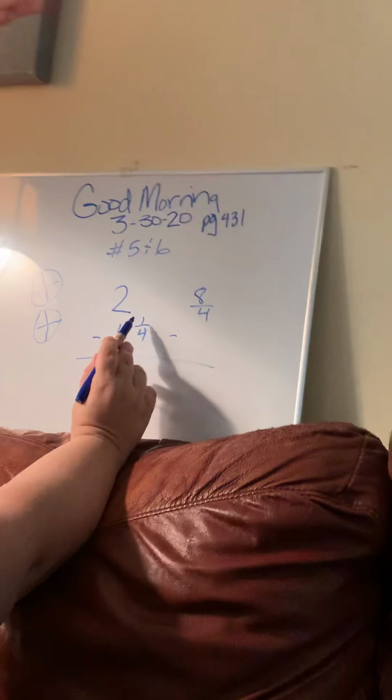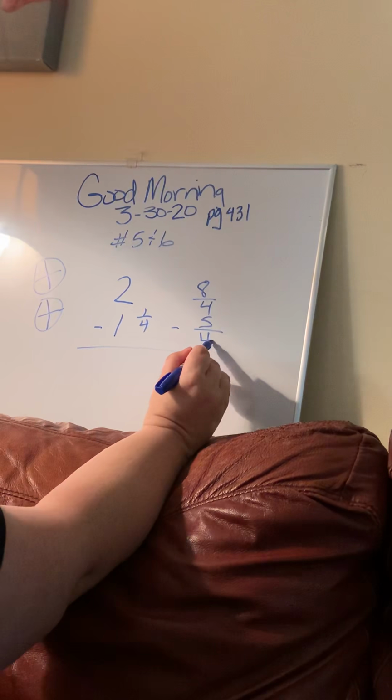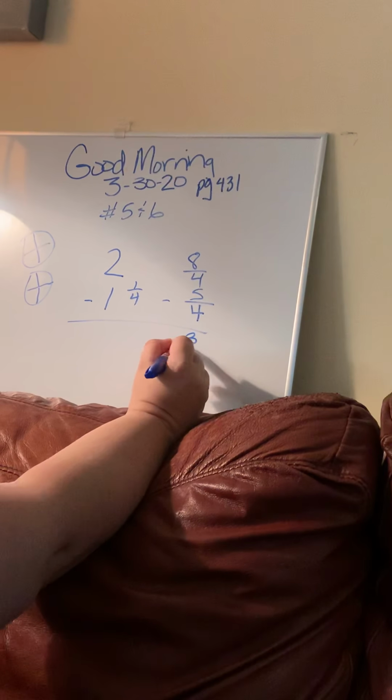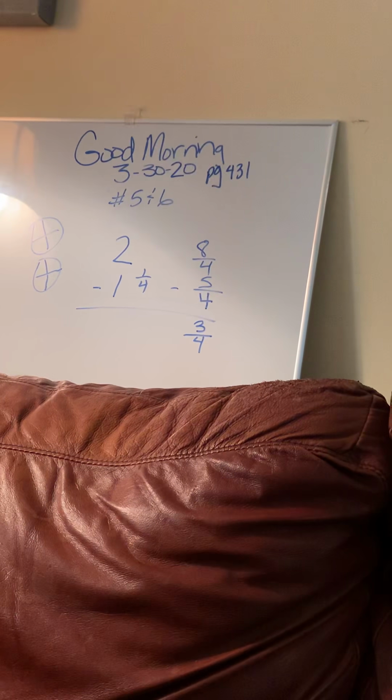4 times 1 is 4, plus 1 more is 5. So I'm subtracting 5/4. Can I do it? Of course I can. 8 minus 5 leaves me with 3 over 4. Okay. All right, guys.